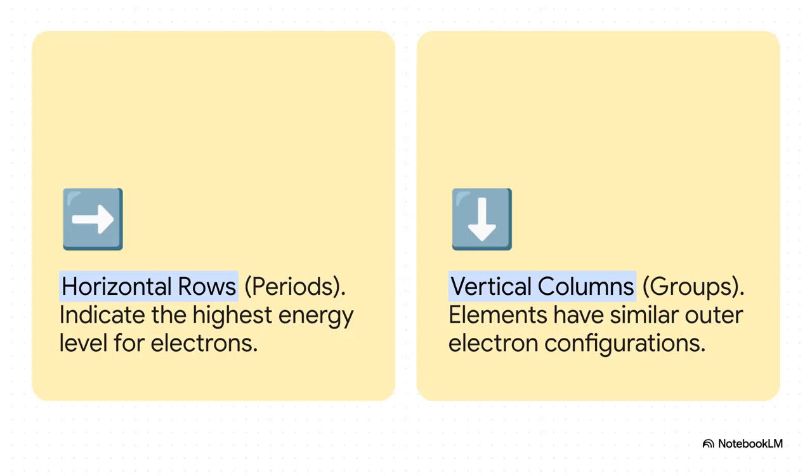So in this city, you've got two main directions. The horizontal rows are called periods. Think of them like floors in a building. As you go down a floor, you're adding new energy levels or shells for the electrons. The vertical columns are the groups. Think of these as families. Everyone living in the same column has a similar outer electron setup, which means they all have very similar chemical personalities.